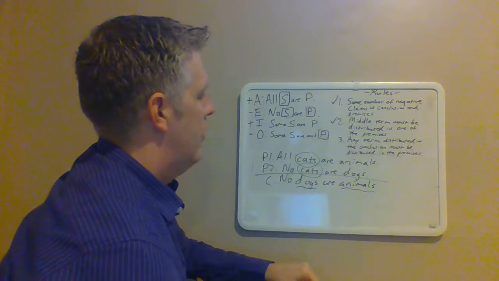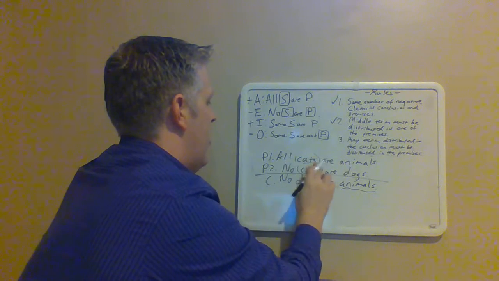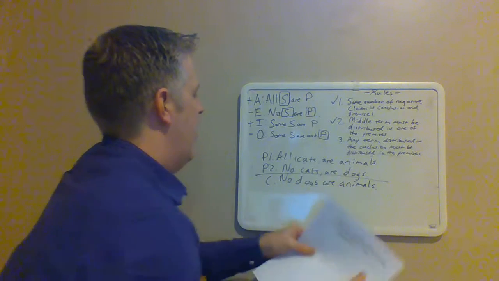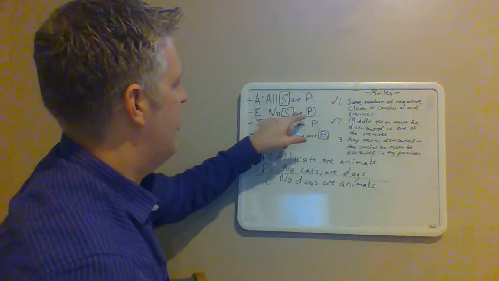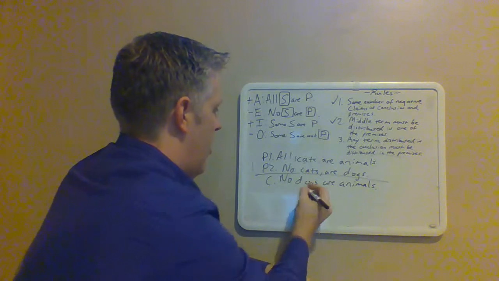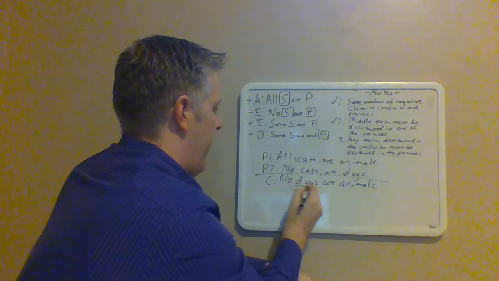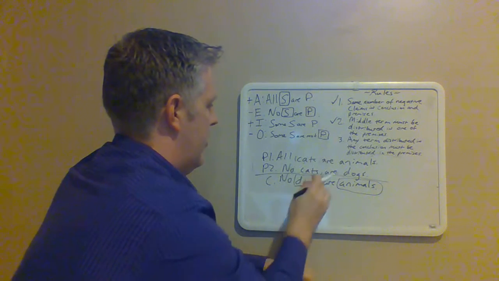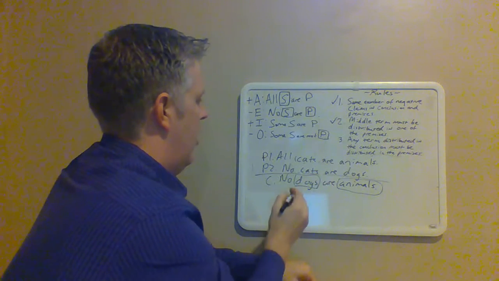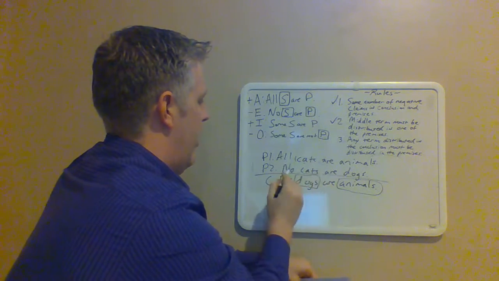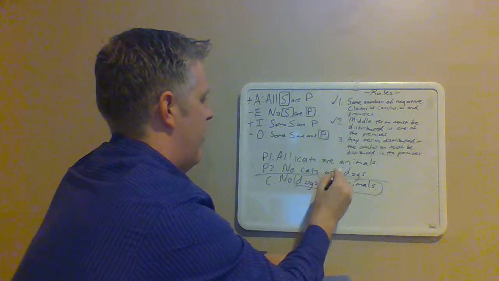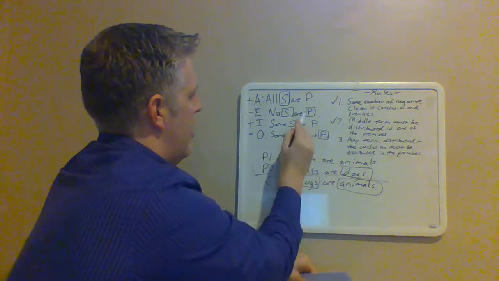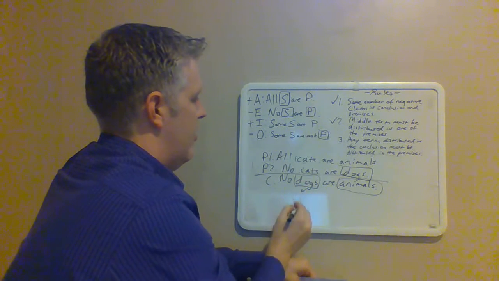And the final rule, any term distributed in the conclusion will have to be distributed somewhere in the premises. So again, all E claims have both their subject and their predicate distributed. Since we have an E claim in the conclusion, we better find both of these distributed somewhere in the premises because they're being distributed in the conclusion. So let's see if we can find dogs being distributed somewhere. Dogs only appears once, and it's in the second premise as the predicate of an E claim. Well, the predicate of an E claim is distributed. So dogs is distributed somewhere in the premises.